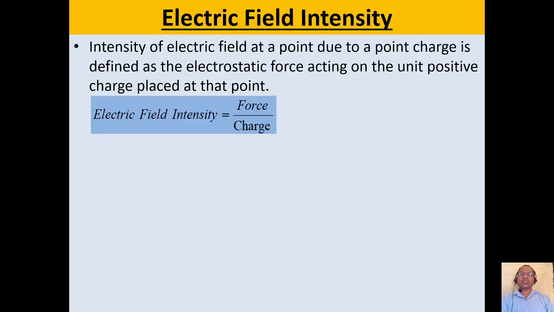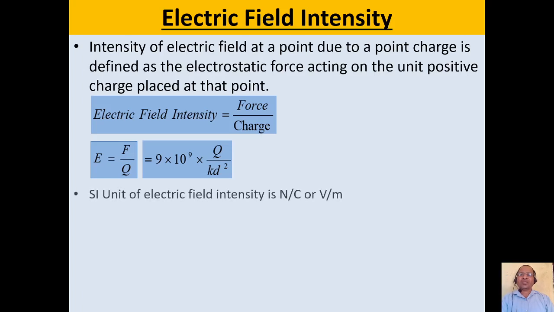Its formula is: electric field intensity is force upon charge. We write E = F/Q, or by formula E = 9 × 10^9 Q/(K d²). The SI unit of electric field intensity is Newton per Coulomb by this formula, and this unit is also called volt per meter.